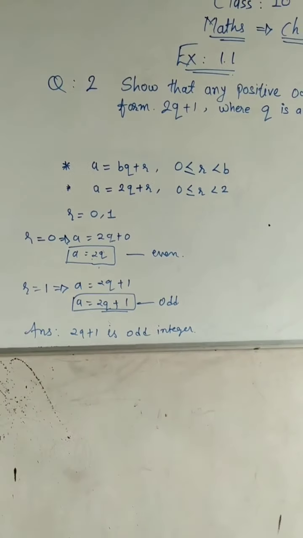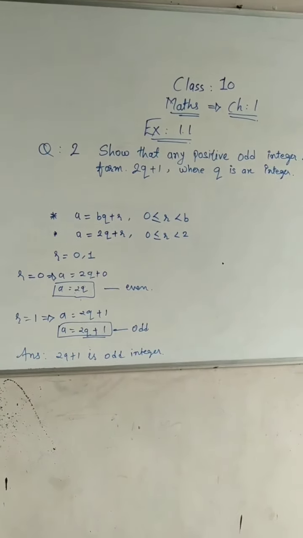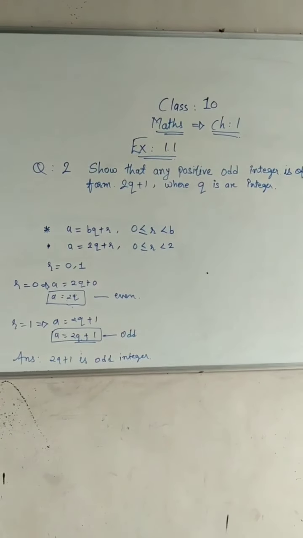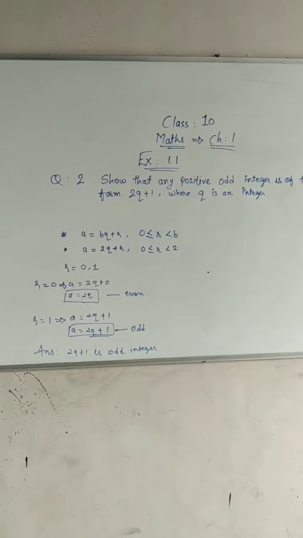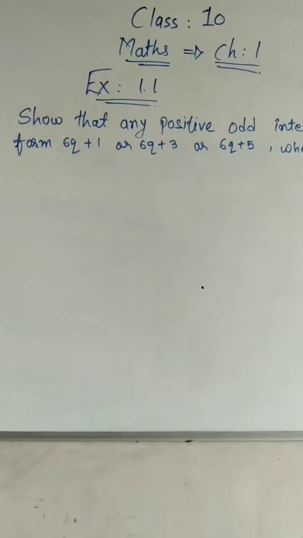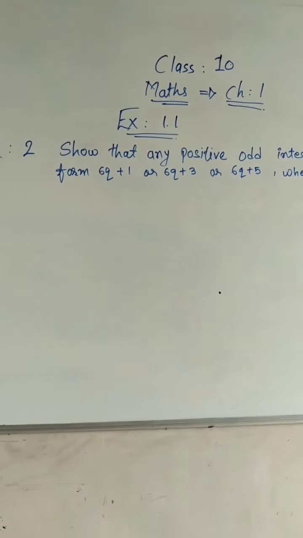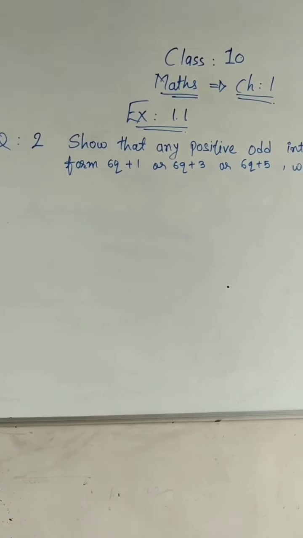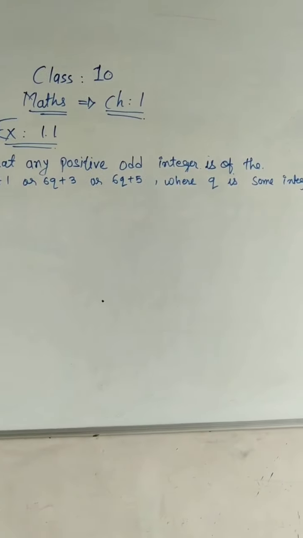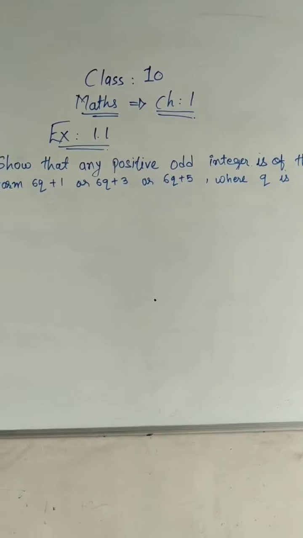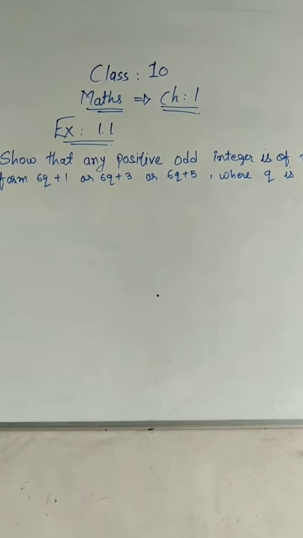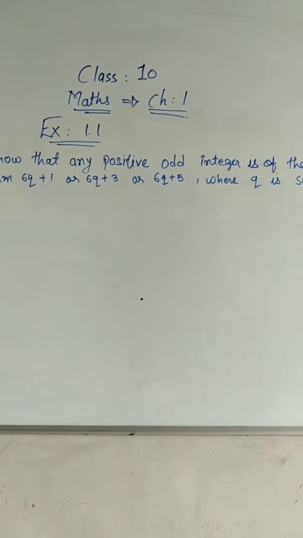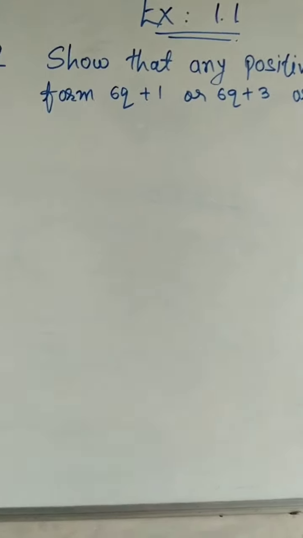So this was the process in which you can prove that whatever given number is odd or even. But now I will show you our main question, which is from our textbook. So here you can see our main question 2. Show that any positive odd integer is of the form 6q plus 1, or 6q plus 3, or 6q plus 5. So here we are beginning our process.